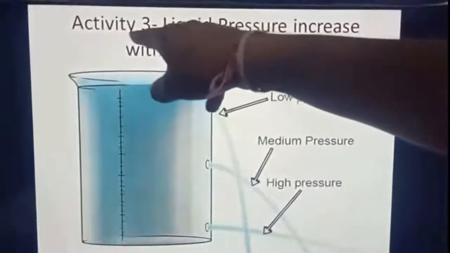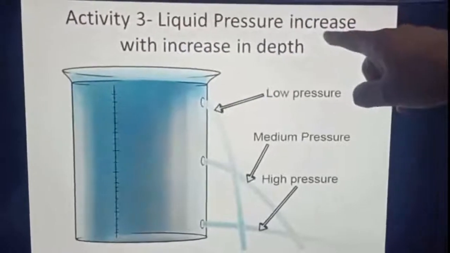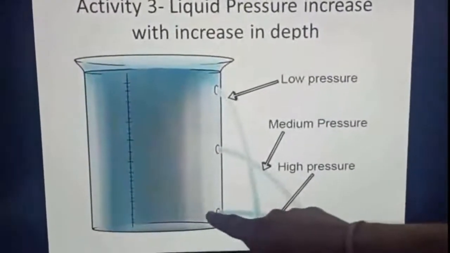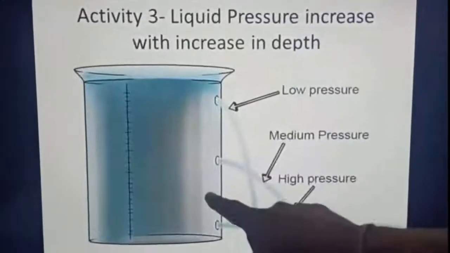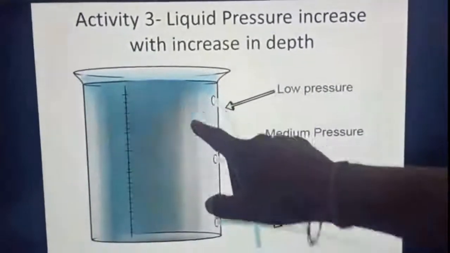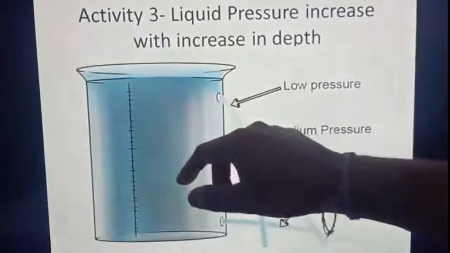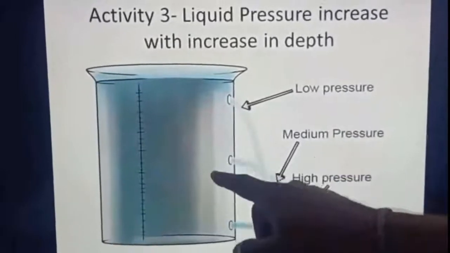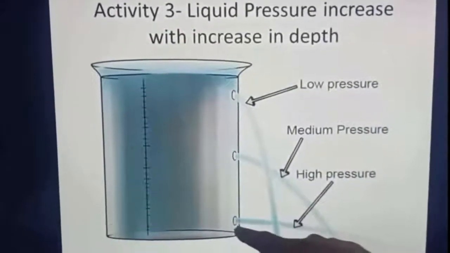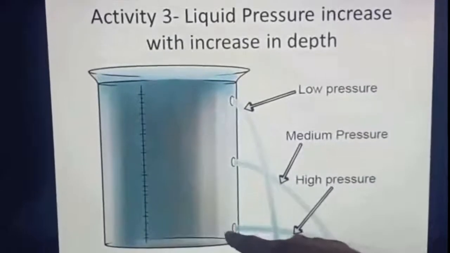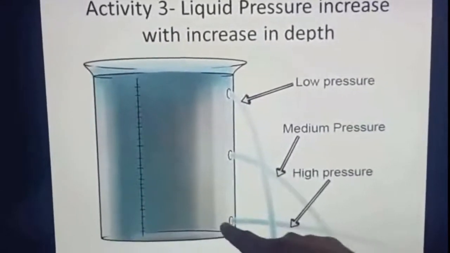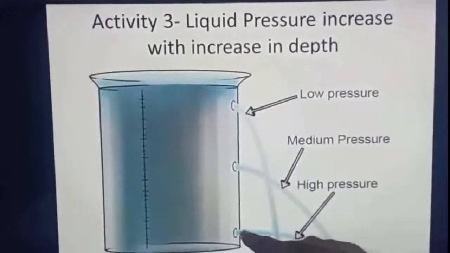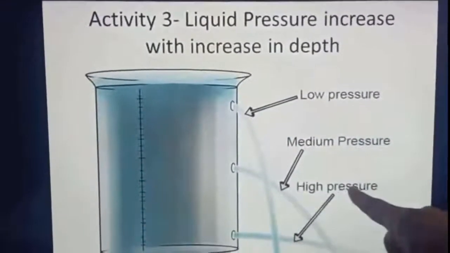Now discuss activity number 3. Liquid pressure increases with an increase in depth. Take a container and make holes with the same nail, of the same size, at different heights. Now fill the container with water. Now observe the water coming out of the holes. We observe that water coming from the bottom holes covers a large distance and comes with high speed. It means it comes with high pressure.